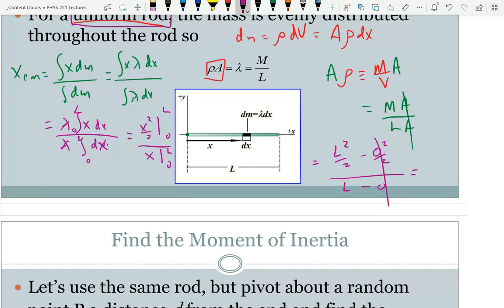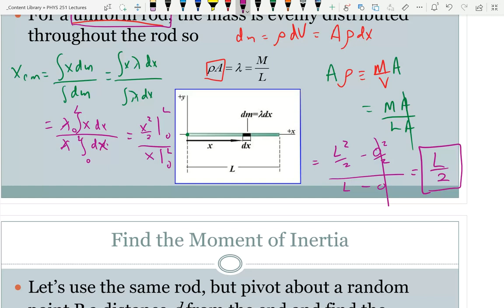Now, of course, those are zeros, and I just cross them out. They're not canceling. They're zeros. And I have L squared over 2 divided by L. So that's going to be L over 2. At this point, you probably are all saying, I'm not some kind of idiot. I could have told you the center of mass for a uniform rod is its geometric center. Right? This was the first problem.